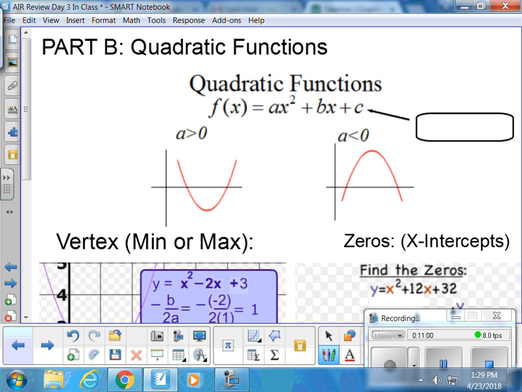A parabola opens up towards the sky if the guy out front is a positive number. So if this A is a positive number, it's opening up. Your parabola is going to be opening down towards the ground if that guy out front, the A value, is a negative. And that's what it kind of talks about here. If A is positive, we open up. If A is negative, we open down.